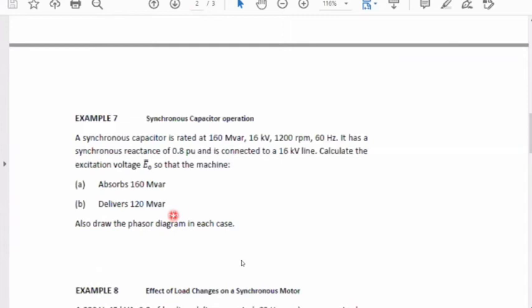When it's absorbing, the theta angle is negative 90 degrees. So what happens when it's delivering? When it's delivering, it's basically positive 90 degrees. So now your I vector is going to be facing upward straight at 90 degrees. That's basically the only difference. You can follow the same method and calculate 7B. You can have a look at your lecturer's solution as well for this question, and I'm sure you'll be able to do it.